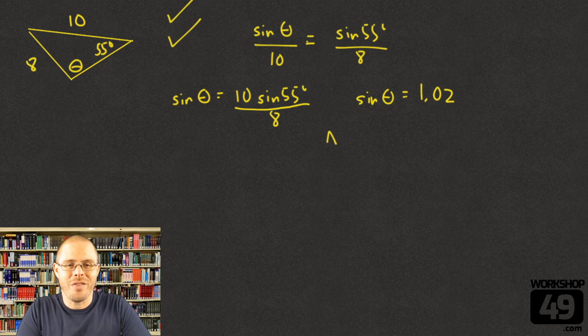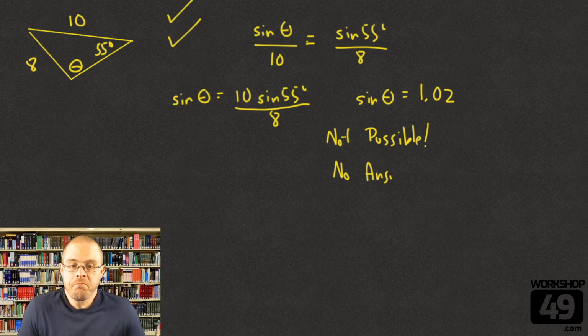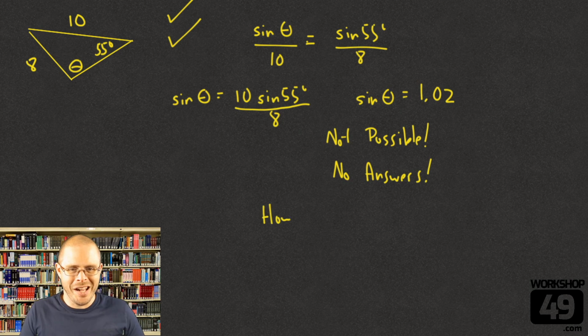Can't take the inverse sine of that. If you try, it's going to crash your calculator. This is not possible. And because this is not possible, there are no answers. No theta exists, so it's just an impossible triangle. And that's okay, because that's your answer. We've looked at 2, and we've looked at none.